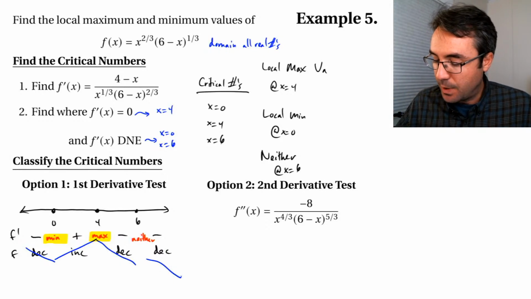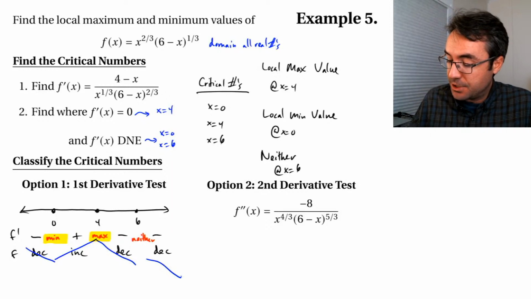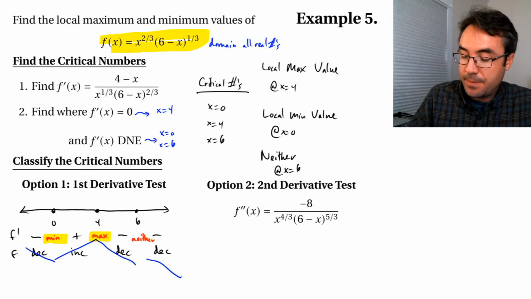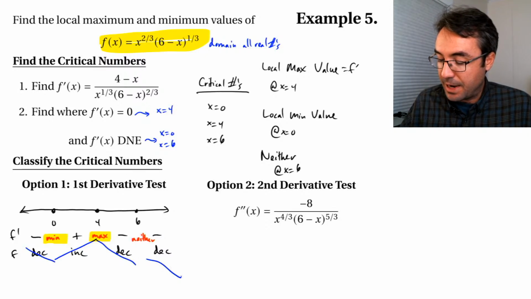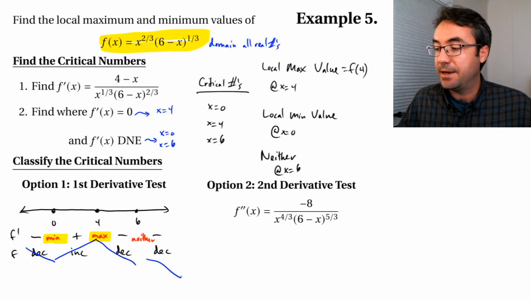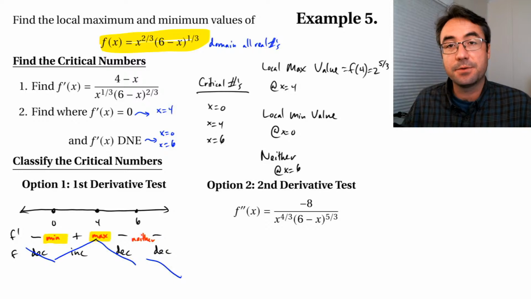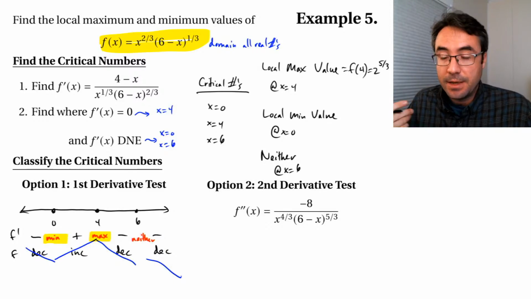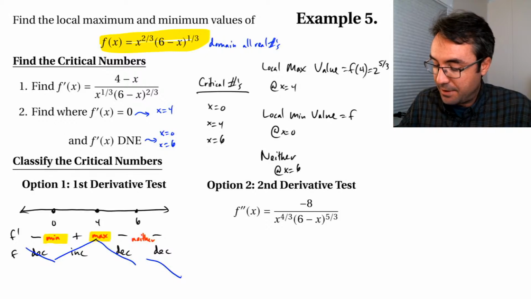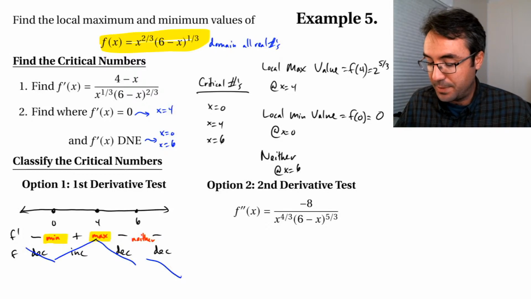And then if we wanted to find the actual value of our function at those local maxes and mins, we'd go back to our original function and plug in. Our local max would be whatever f of 4 is, and it turns out that it's 2 raised to the 5/3 power. That's the local max value of our function. And then the local min value would be f of 0, and if we plug 0 in, we get 0. So that's the local min value.